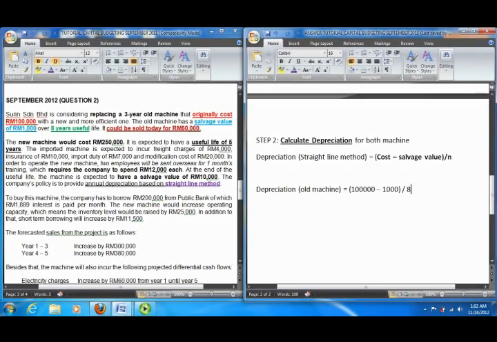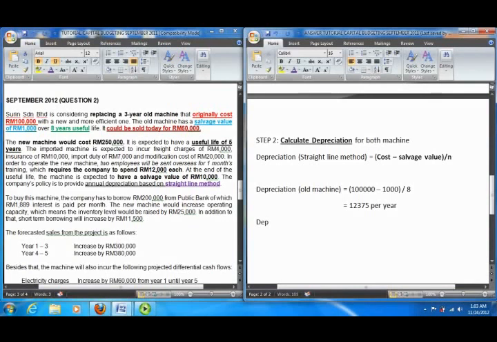Alright class, depreciation straight line method: cost minus salvage value divided by n. So first you need to calculate for your old machine. 100,000 minus 1,000 divided by 8. So the answer, class, equals 12,375. That is your depreciation per year. Alright class, in the straight line method, the amount of depreciation will be the same for every year.